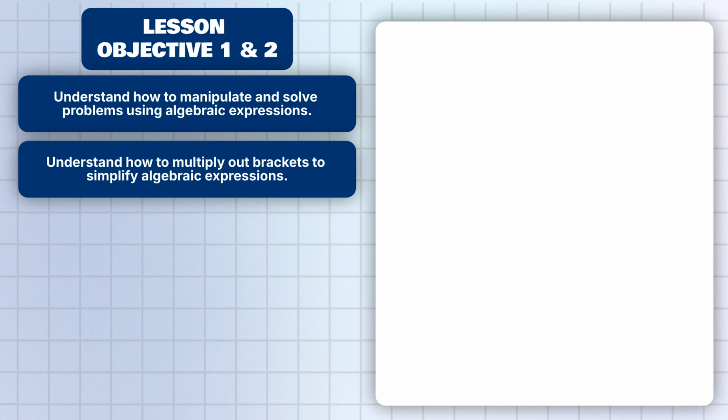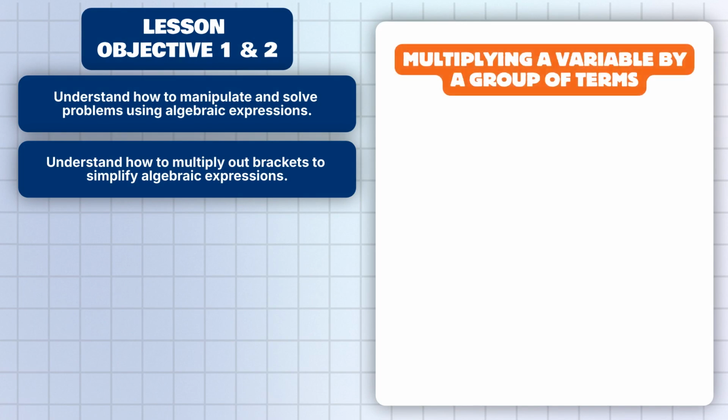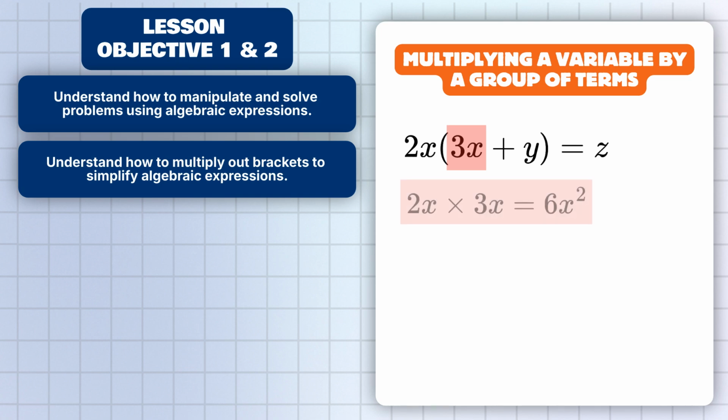Our second example is how to multiply a variable by a group of terms. Let's make it slightly more complicated by introducing another variable. Consider the expression 2x(3x + y) = z. We multiply each term inside the bracket by the variable outside. In this case, 3x and y will be multiplied by 2x. First, multiply 2x by 3x. Here, we simply multiply both the coefficients, 2 times 3, and the variables, x times x, which becomes x squared. So 2x times 3x equals 6x squared.